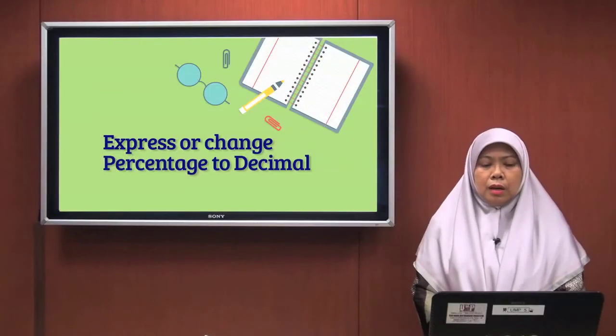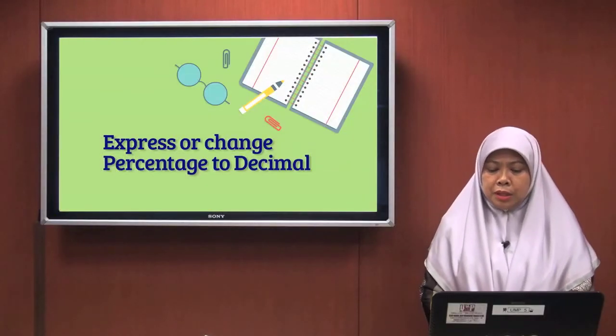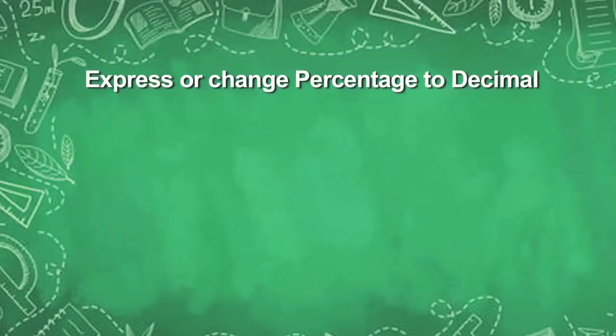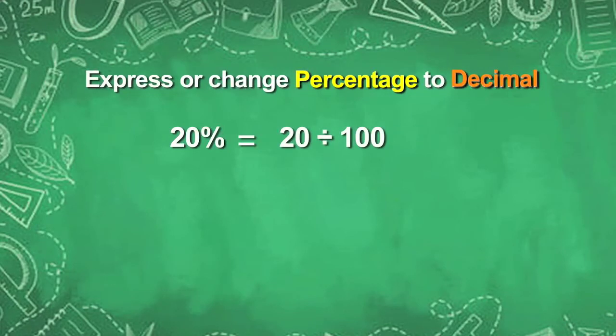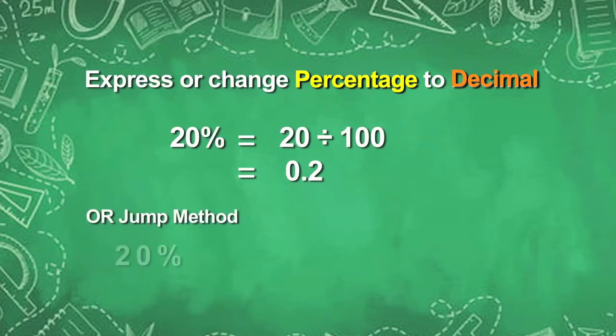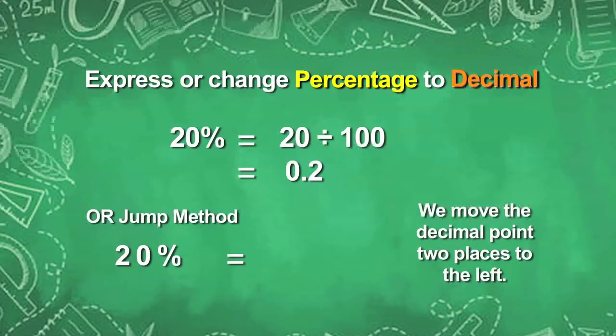Now, I will show you how to change percentage to decimal. For example, 20%. You will divide 20 by 100, gives you 0.2, or we use jump method, which is 20%, move decimal point 2 places to the left, gives you 0.2.